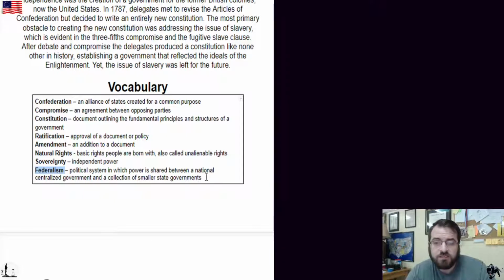Federalism. Federalism is a political system in which power is shared between a national, centralized government and a collection of smaller state governments.